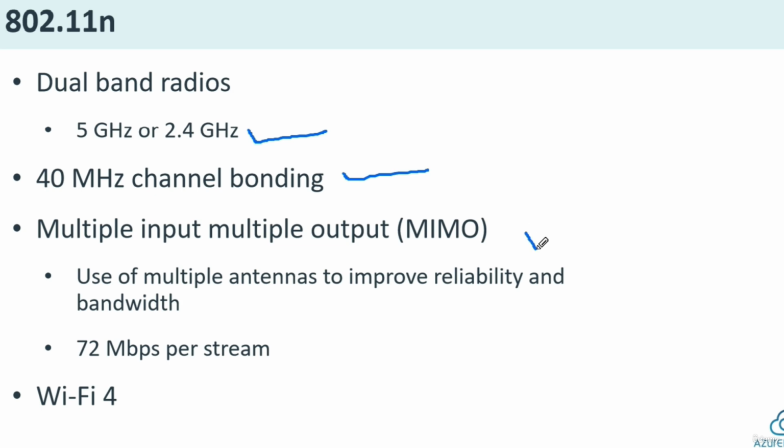So multiple input and multiple output, MIMO. MIMO uses multiple antennas to send and receive data simultaneously, boosting Wi-Fi speed and reliability. It reduces dead zones by improving signal strength and handling interference better, found in modern routers like Wi-Fi 5, 6 for faster streaming and gaming. It can transmit around 72 Mbps per stream.